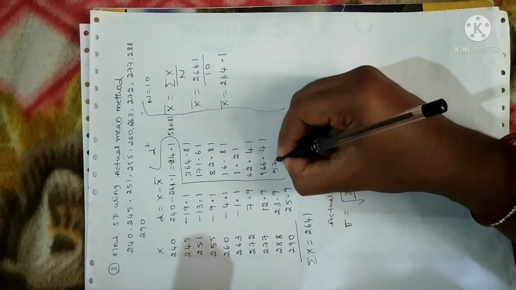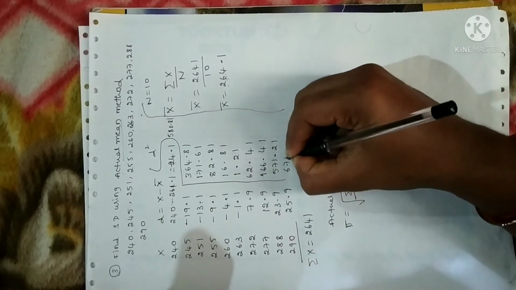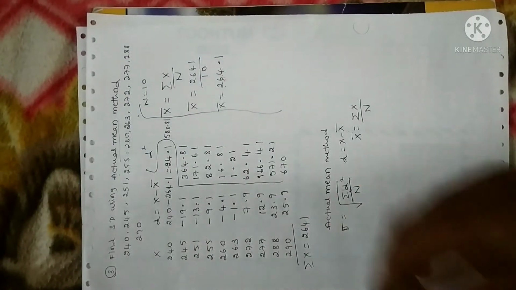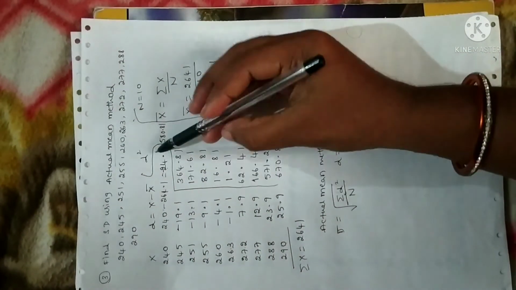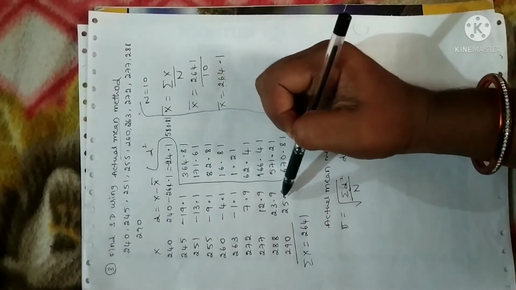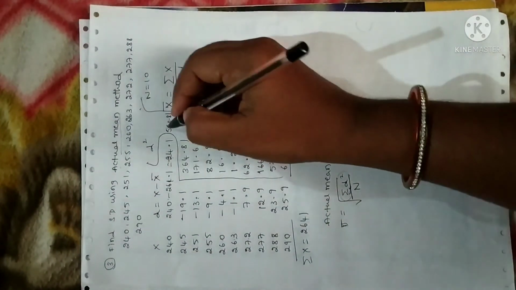23.9 whole square is 571.21. 25.9 whole square is 670.81. So I have obtained d square value by squaring all the values of d. So what else is needed?